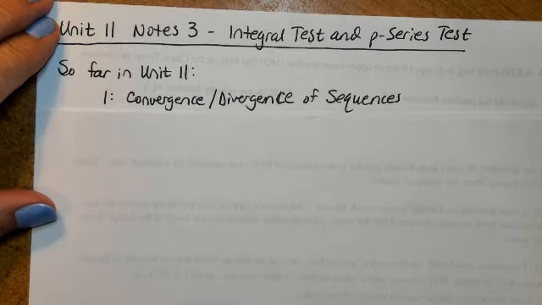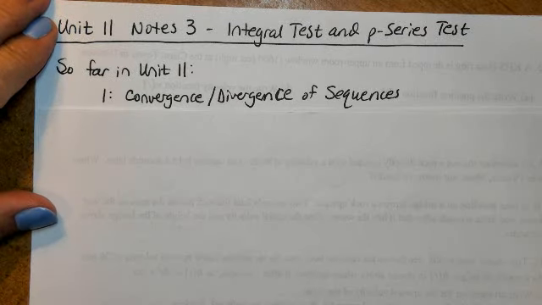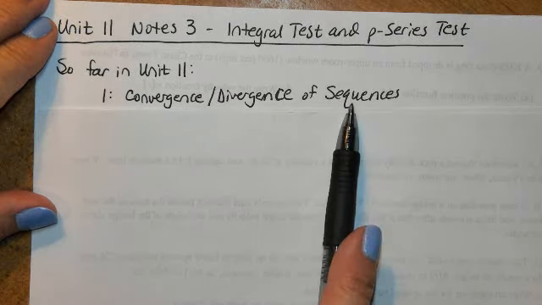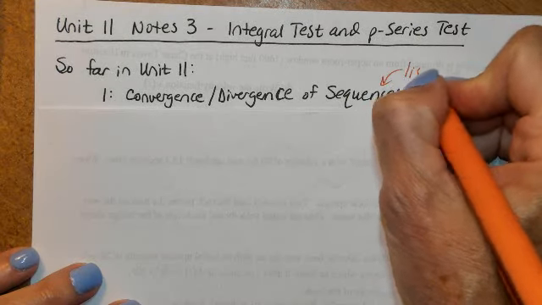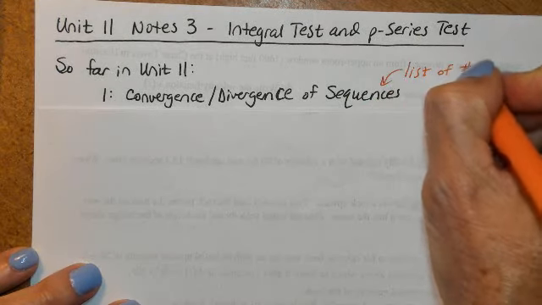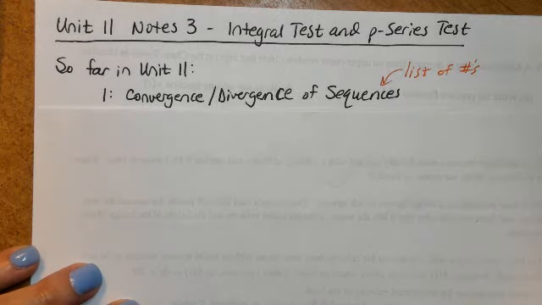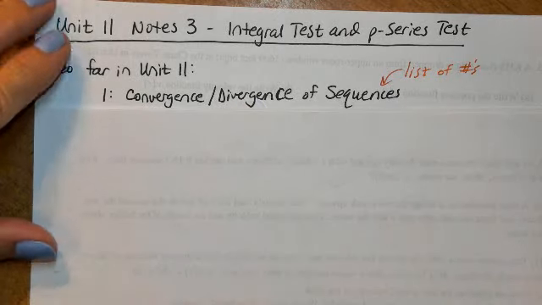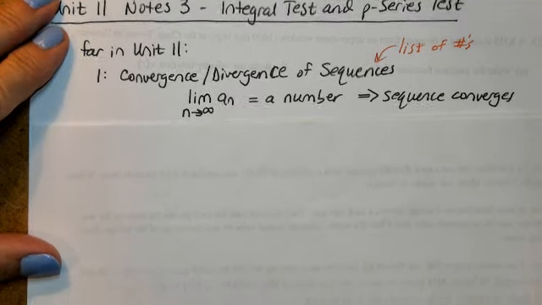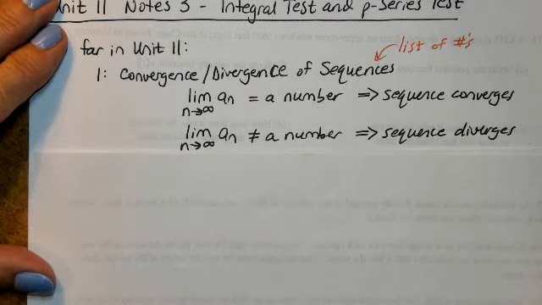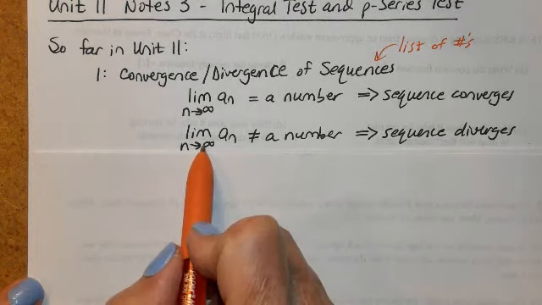So far in Unit 11 we started out with doing convergence and divergence of sequences. And we said a sequence is just a list of numbers, right? Just a list of numbers, and do they converge? Does that sequence converge or diverge? There's only one thing to do. Take the limit as n goes to infinity.